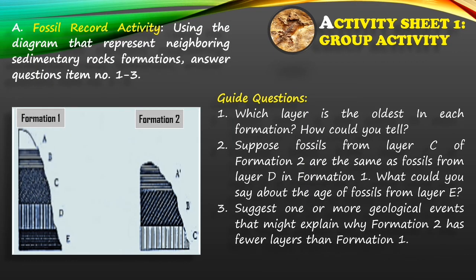For your group activity, a fossil record activity to be specific, using the diagram below that represents neighboring sedimentary rock formations, answer the following guide questions. 1. Which layer is the oldest in each formation? How could you tell? 2. Suppose fossils from layer C of formation 2 are the same as fossils from layer D in formation 1. What can you say about the age of fossils from layer E? 3. Suggest one or more geological events that might explain why formation 2 has fewer layers than formation 1.